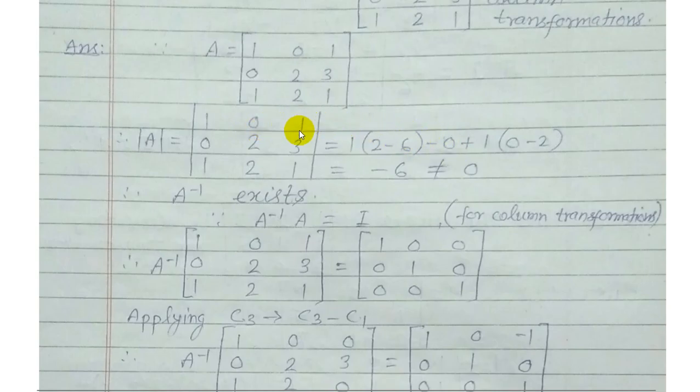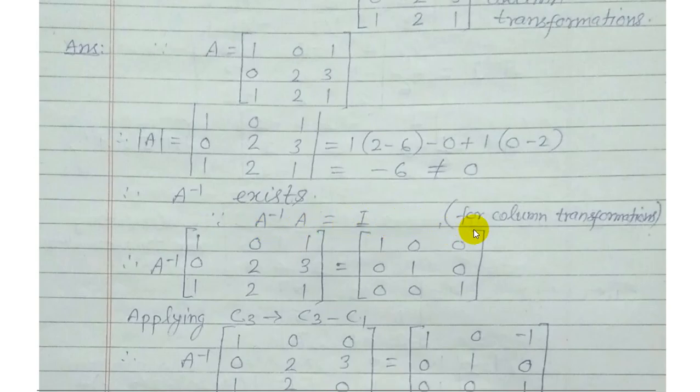Plus 1, third column and first row get cancelled. 0 into 2 is 0, minus 2 into 1, this is minus 2. So finally it is 2 minus 6, that is minus 4, minus 4 into 1, minus 4, and plus 1 into minus 2, that is minus 2. So minus 4, minus 2 becomes minus 6, which is not equal to 0. Therefore, A inverse exists. For column transformation, we write always A inverse into A equal to I.